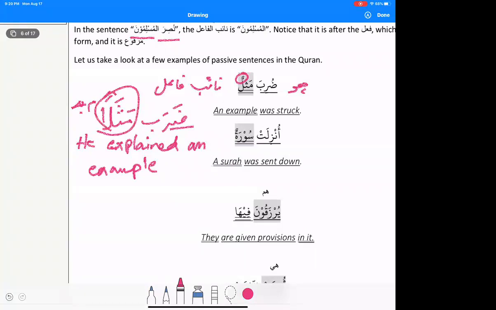So unzilat suratun. Again, unzilat is fe'lun madin majhul, or you can say past passive. And inside is the naib fail here, and suratun is a rafa version. So this is our naib fail. A surah was sent down.